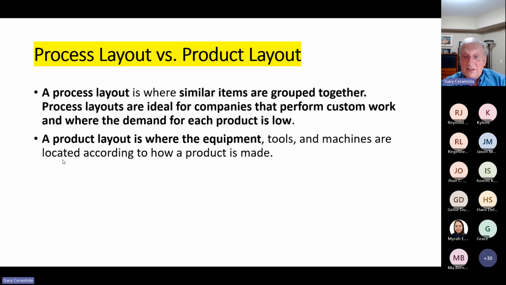Now, a product layout, that's like producing vinegar or producing gasoline. It's where the equipment, the tools, the machines are located according to how a product is made. So if you're making vinegar, you start with raw product of an agricultural product, and in a chute that goes into some sort of a cauldron, and then that goes down, and it's the same stuff. I mean, it's a series of steps to get you to the end product of creating vinegar.